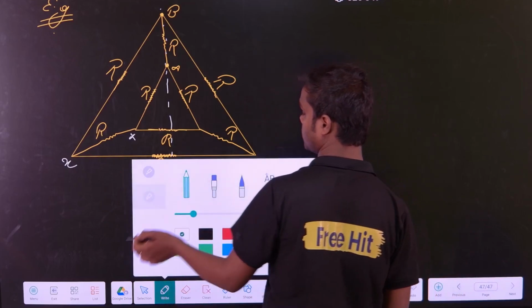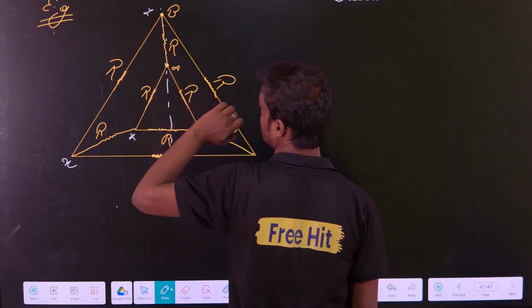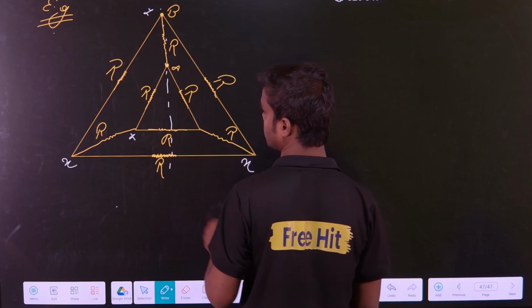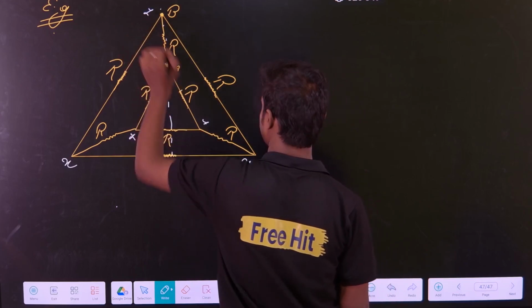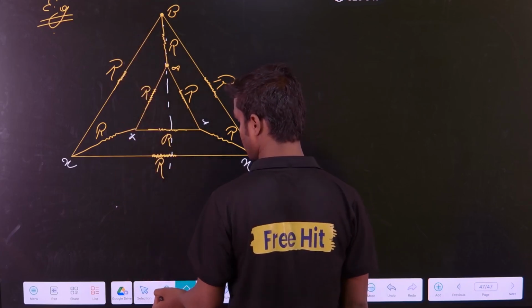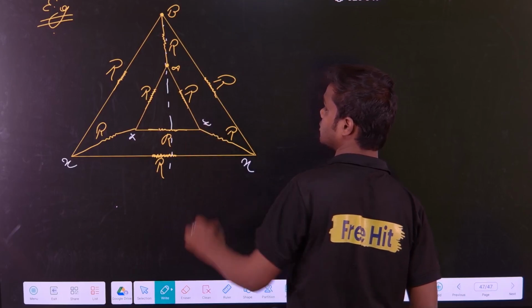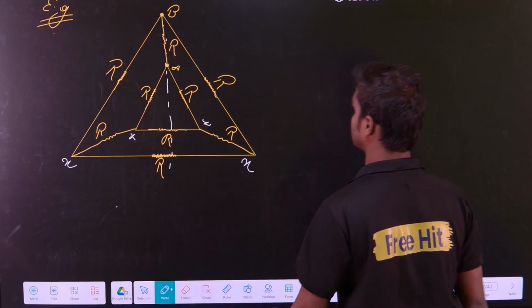If this is x and this is some z, so this is x, this will also be x, this is z, so this will also be z, and this will be, take it as some y, otherwise this will be a problem. This is b, it is given, so no need to take some other point. So this is z.